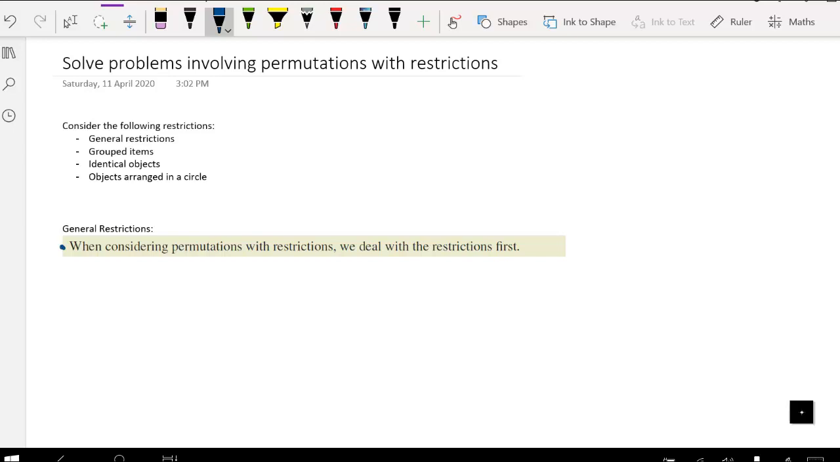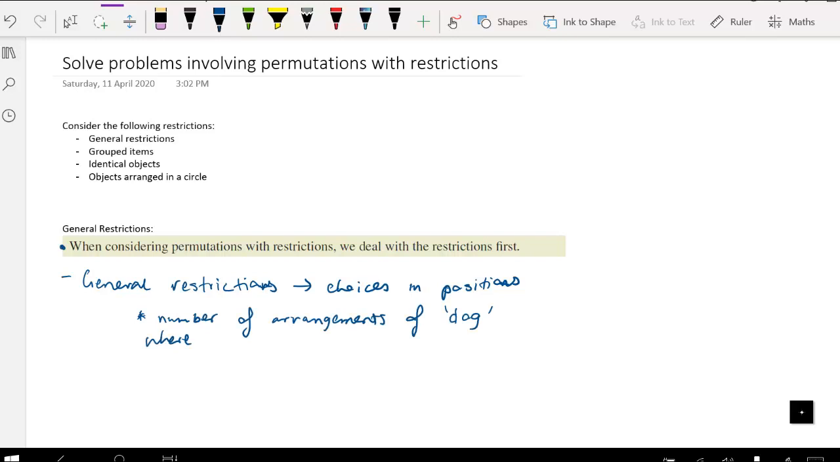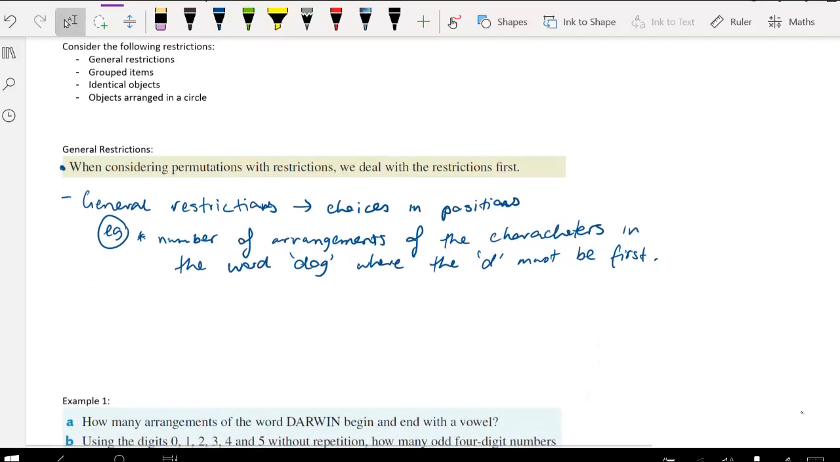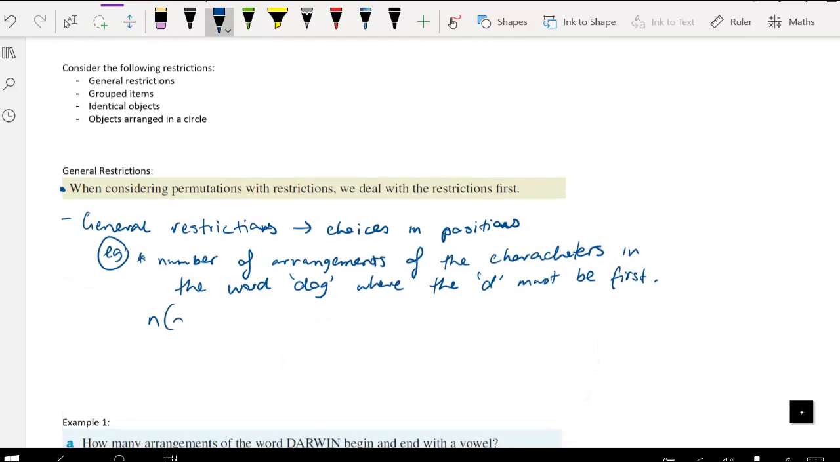So the general idea, as you can see here with general restrictions, is that when considering permutations with restrictions, we deal with the restrictions first. General restrictions relate to specific choices in positions. So it could be looking at the number of arrangements of the characters in the word dog, where the D must be first.